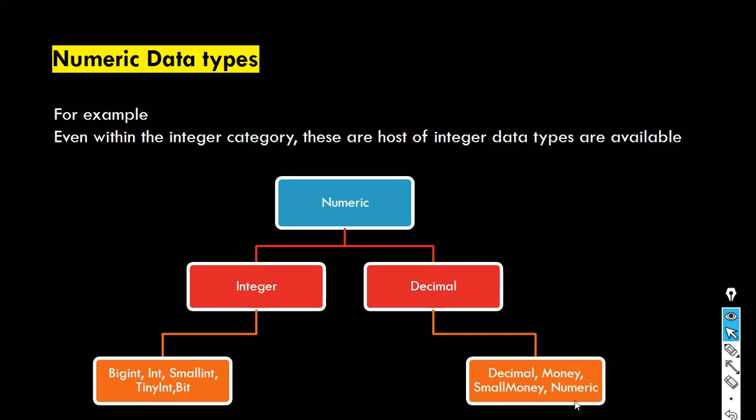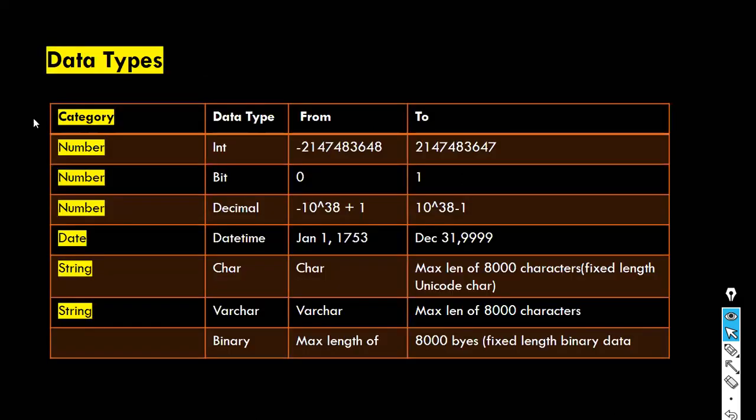And then we have smallmoney and numeric. Different data types are available. If you see here, the integer data type takes values anywhere within a range. So you can store a big value between this range and that range.